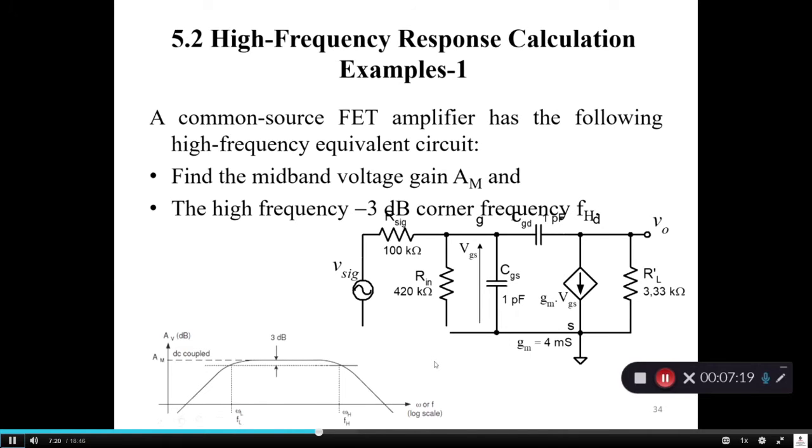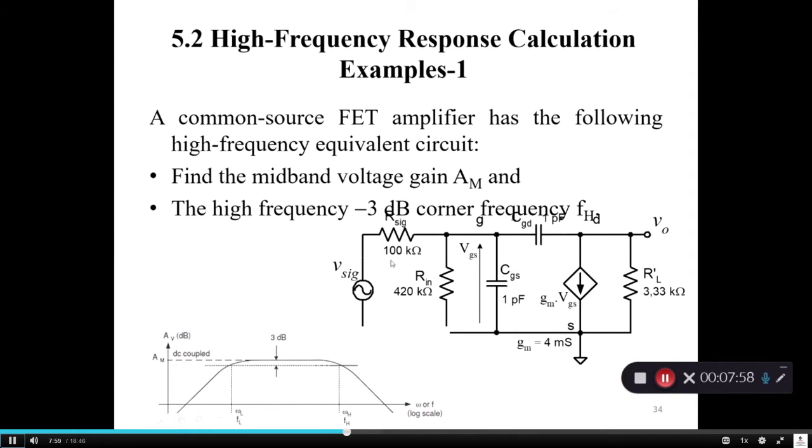How to calculate this? First calculate the AM. When you are calculating the AM, the theory I told you already in the first or second lecture of this module is that in the mid-band frequency range, all the capacitances, maybe coupling, bypass or internal capacitances, have negligible effect. So we have to neglect the capacitances. If we remove these, this section will not come into play.